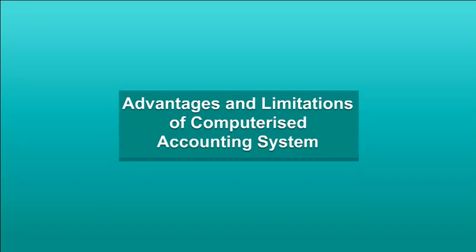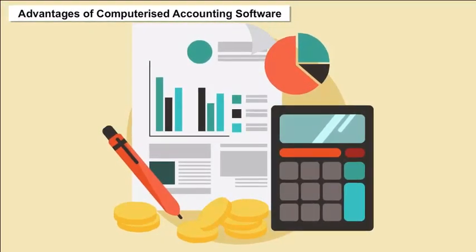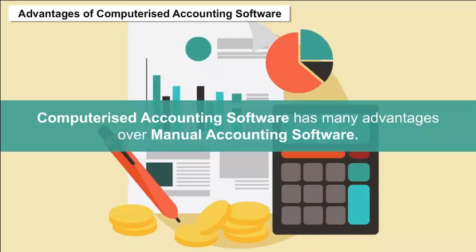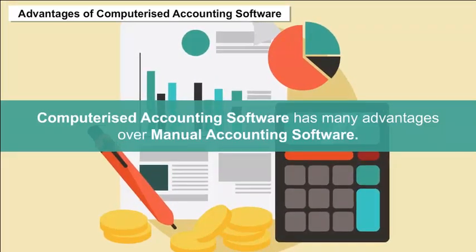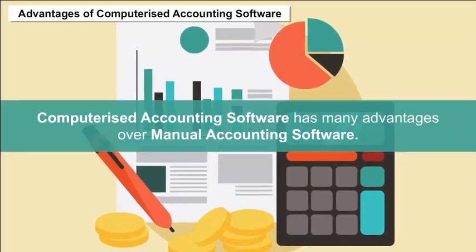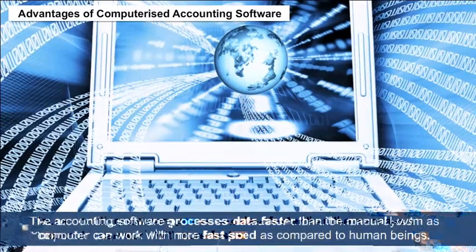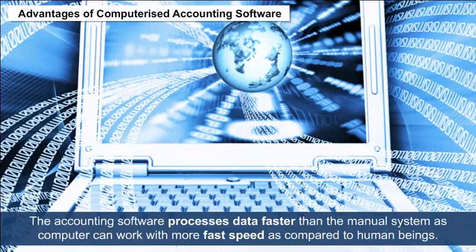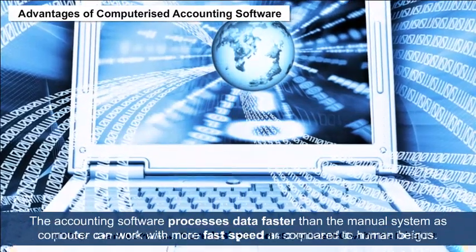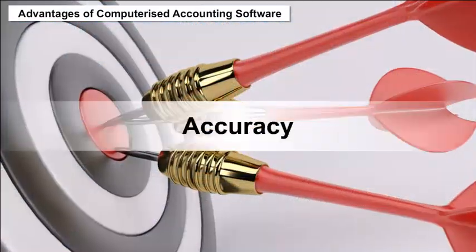Advantages and limitations of computerized accounting system. Advantages of computerized accounting software. Computerized accounting software has many advantages over manual accounting. Let us discuss all of them. Speed. The accounting software processes data faster than the manual system, as computer can work with more fast speed as compared to human beings. Accuracy.